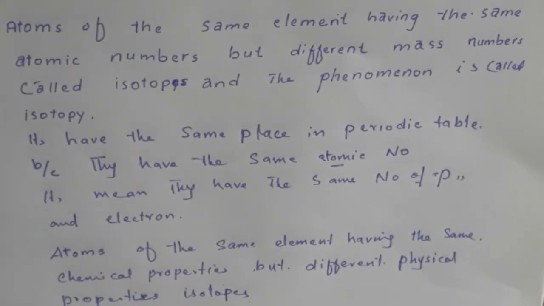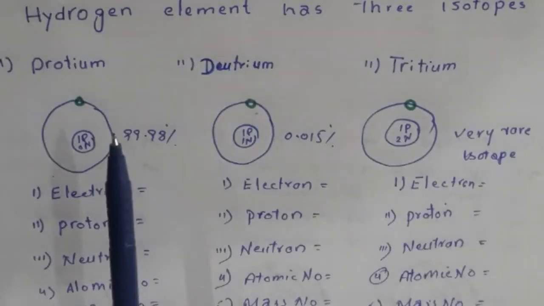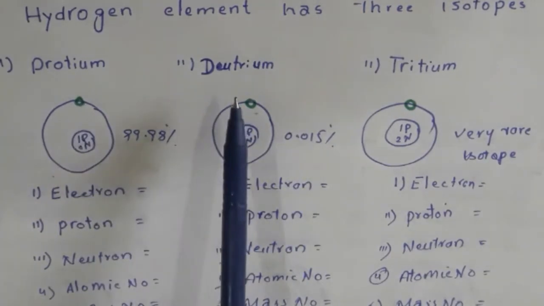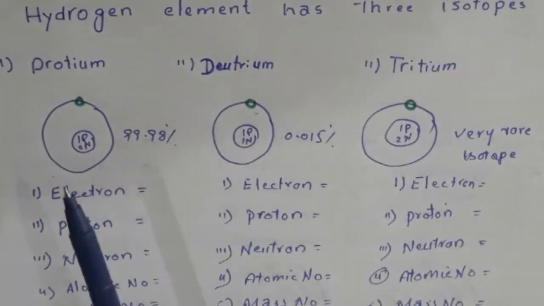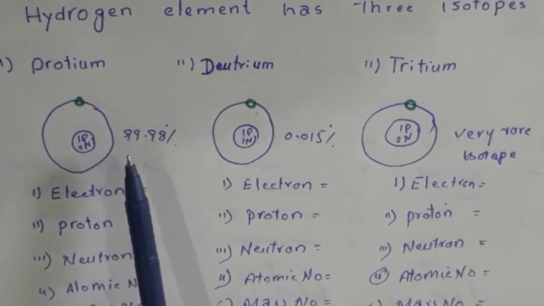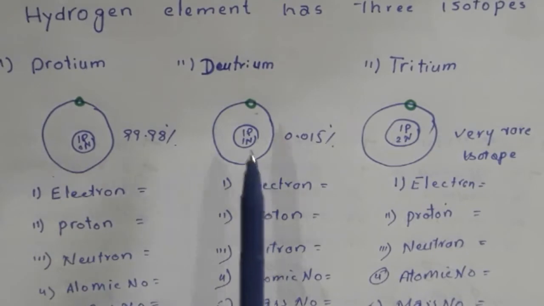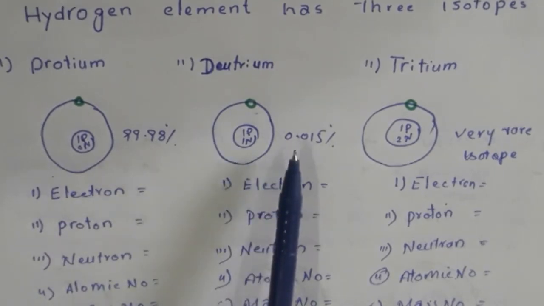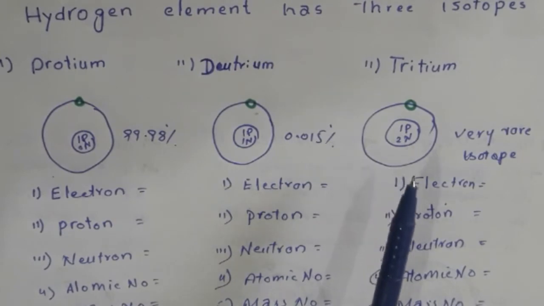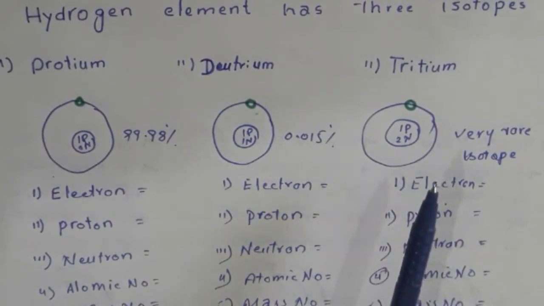Let's discuss an example. The hydrogen element has three isotopes: protium, deuterium, and tritium. The relative abundance of these isotopes: first protium is 99.98%, while deuterium is 0.015%, and tritium is present in a very small amount, so it's a very rare isotope.